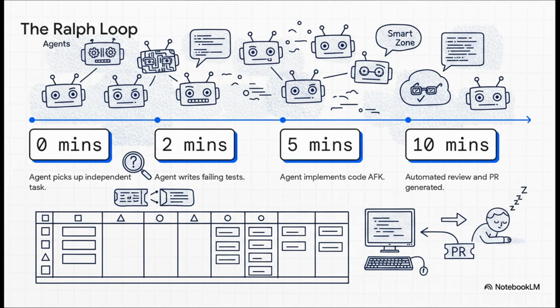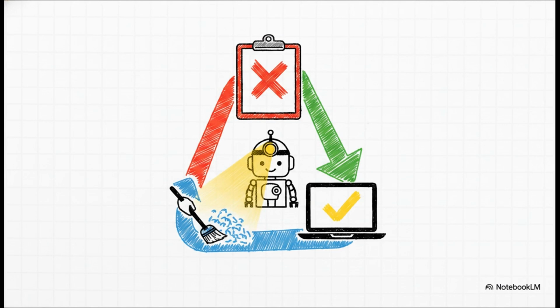Because our tasks are cleanly separated on that Kanban board, multiple agents can actually grab independent tickets at the exact same time. They read the ticket, they implement the vertical slice, they review their own work in a fresh, cleared context smart zone, and then they generate a pull request. You literally wake up to code that is completely ready for human QA. It's like magic. But wait, how does the AI actually know it's writing good code while you're asleep?